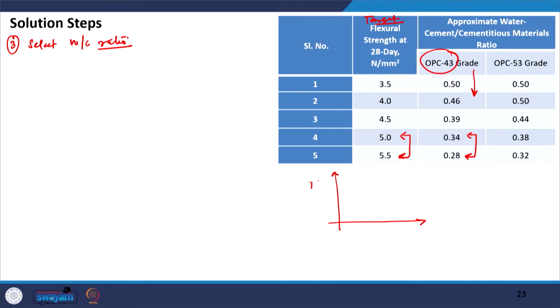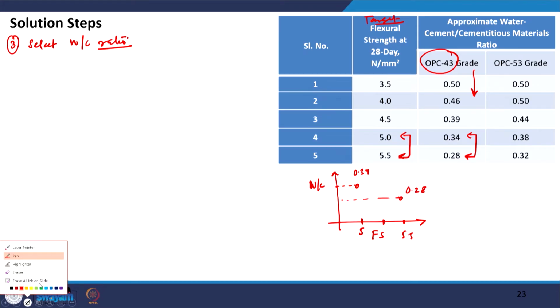So, if this is the water cement ratio, this is the flexural strength. So, corresponding to the value of 5, the flexural strength is 0.34, corresponding to the value of 5.5, it is 0.28, and we have to find corresponding to 5.16. Okay. So, this is what we have and this is what we need, we do not know this. So, we can just do the interpolation.